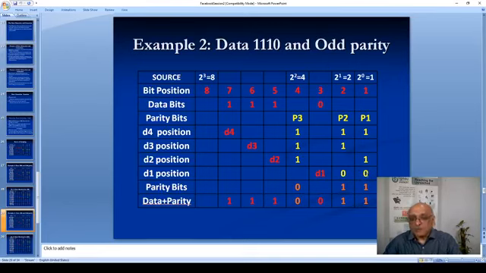Alright. So for odd parity in this particular case, with 3 ones, the odd parity is 0; with 2 ones, the odd parity is 1. Then we have 2 ones, so the odd parity is 1. This is my data. Now 111 comes from here, 0 is the parity bit, the data bit comes from here, 11 comes from here. This becomes my data plus parity, which is to be transmitted.